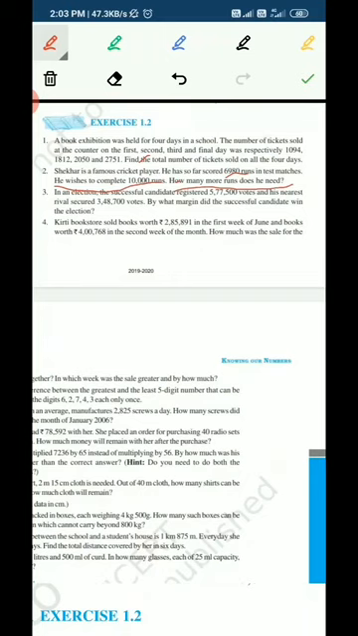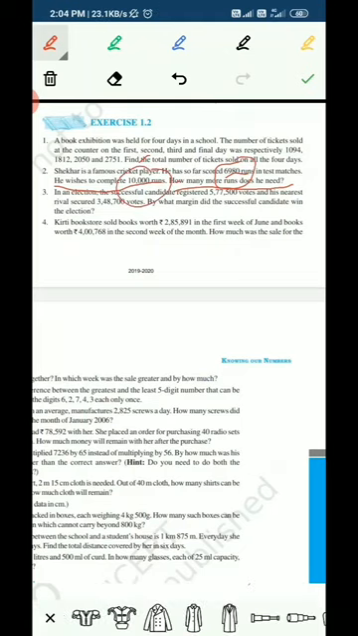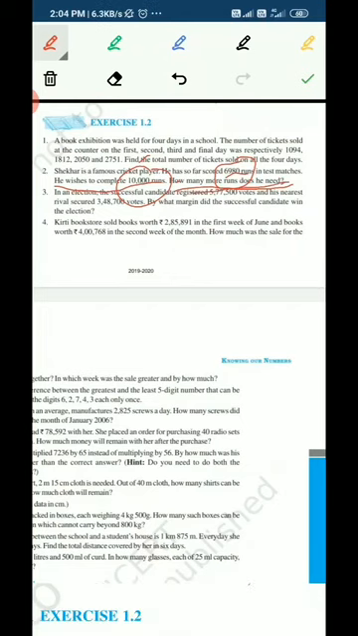So what we have to do in this question, first it is very important for us to understand the question, and which thing we have to find out in the question and which operation we have to apply. They are saying that Shekhar is a cricketer and he has scored 6,980 runs. But what is his wish? His wish is to complete 10,000 runs. So how many more runs does he need?